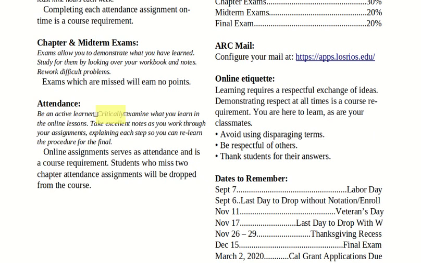Take excellent notes as you work through your assignments. Explain everything as you would to yourself 4 months from now when you're taking the final.